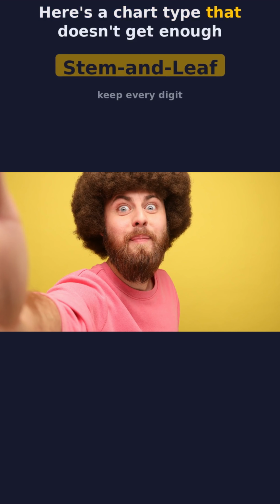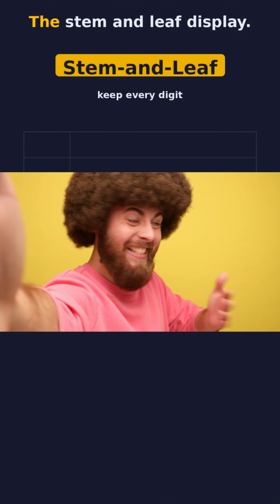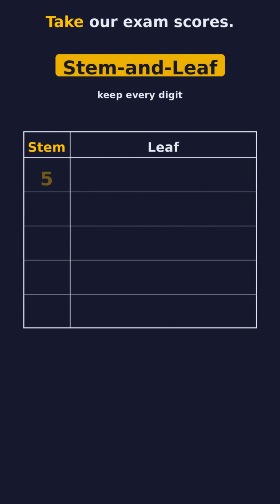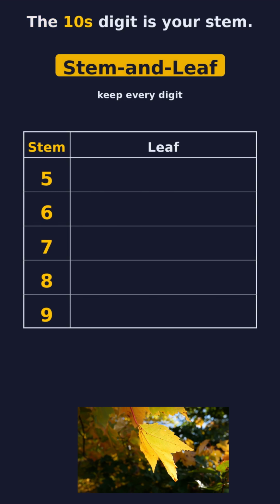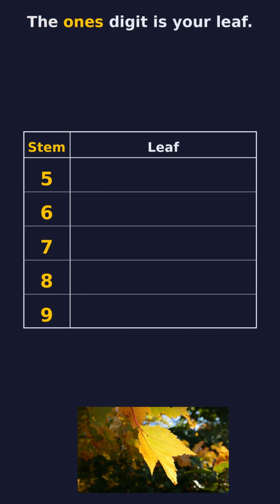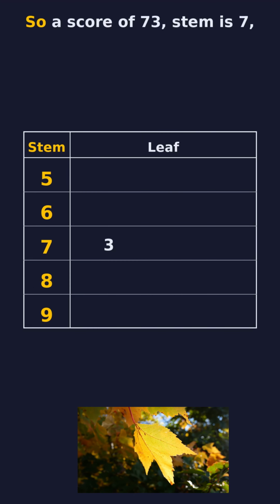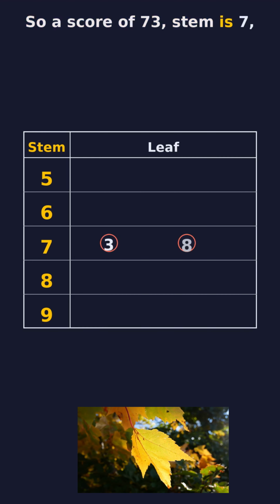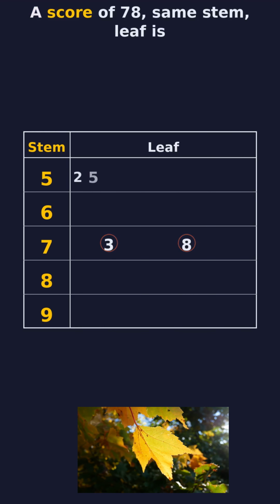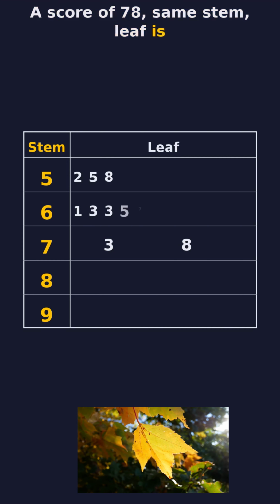Here's a chart type that doesn't get enough love. The stem and leaf display. Take our exam scores. The tens digit is your stem. The ones digit is your leaf. So a score of 73, stem is 7, leaf is 3. A score of 78, same stem, leaf is 8.